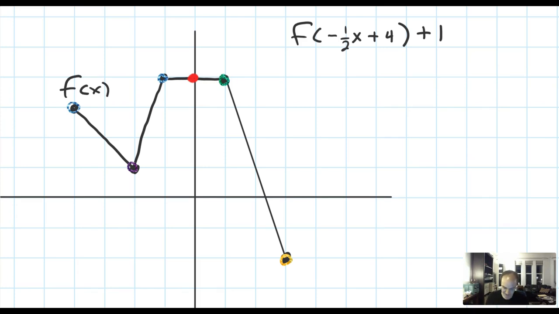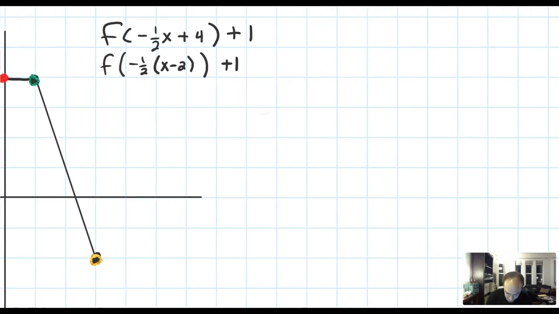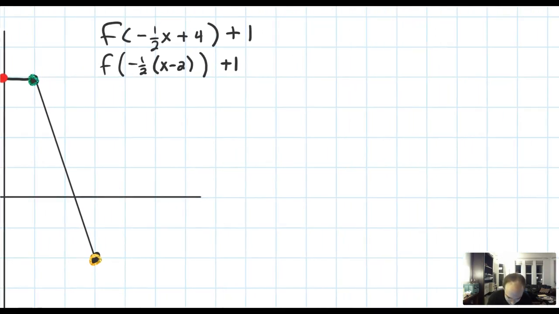So let's take a look at this transformation that I'm asking you to do. It is a quadruple transformation again, and it's especially difficult because I have not one, not two, but 3 transformations to the inputs of this function. So here's what this is going to look like. So first thing I want to do is just like before, I'm going to factor the inside. So this is really f of negative 1/2 parentheses x minus 2, plus 1.